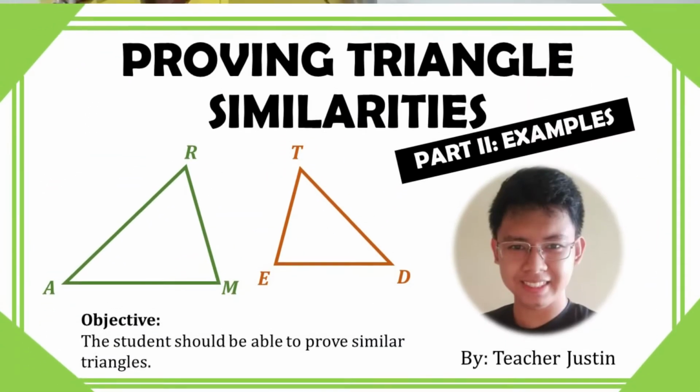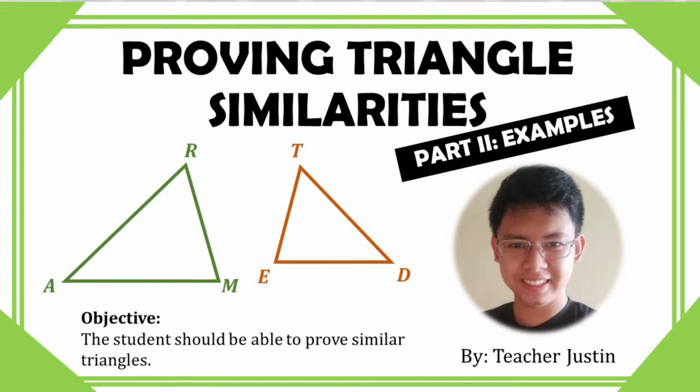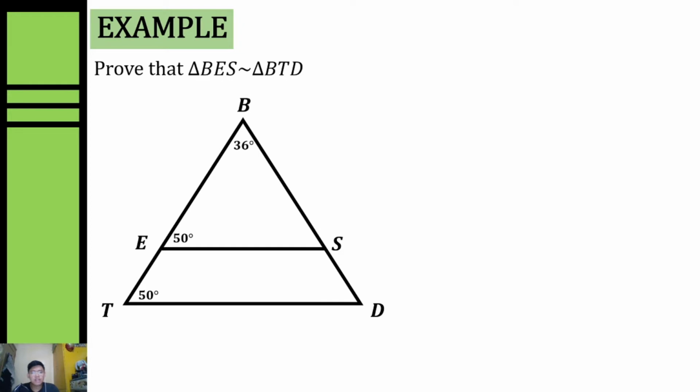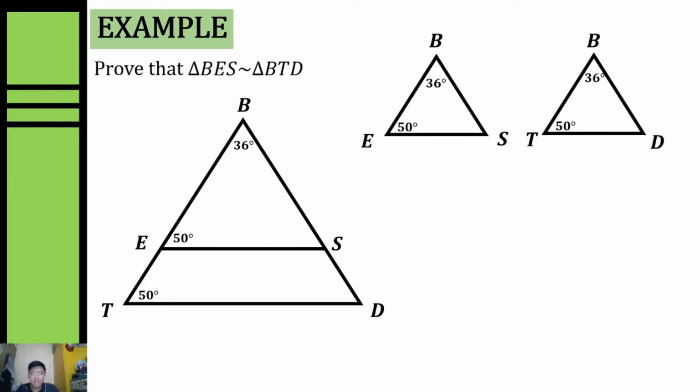On today's topic, we're going to have some examples in proving triangle similarities. Let's have some examples in proving similar triangles. Let's start first with proving triangle BES is similar to triangle BTD. So this is our figure. Now let's identify the two triangles. We have this triangle BES with the given measurement, and we have triangle BTD with the given measurements.